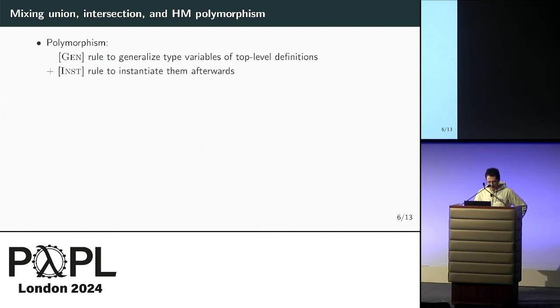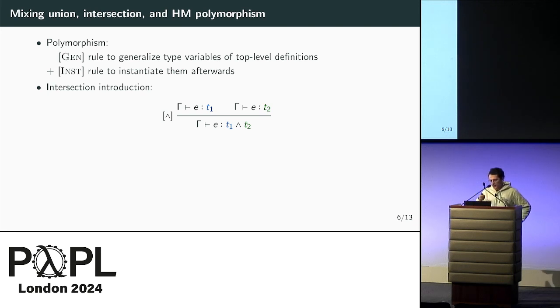So let's see that in more detail. For polymorphism, we have two rules. A gen rule that allows to generalize type variables of top-level definitions. And then we can instantiate them with an instantiate rule in a later definition. Then we have the intersection introduction, which states that we can derive the type T1 and T2 for the expression E, if we can derive the type T1 for E and the type T2.